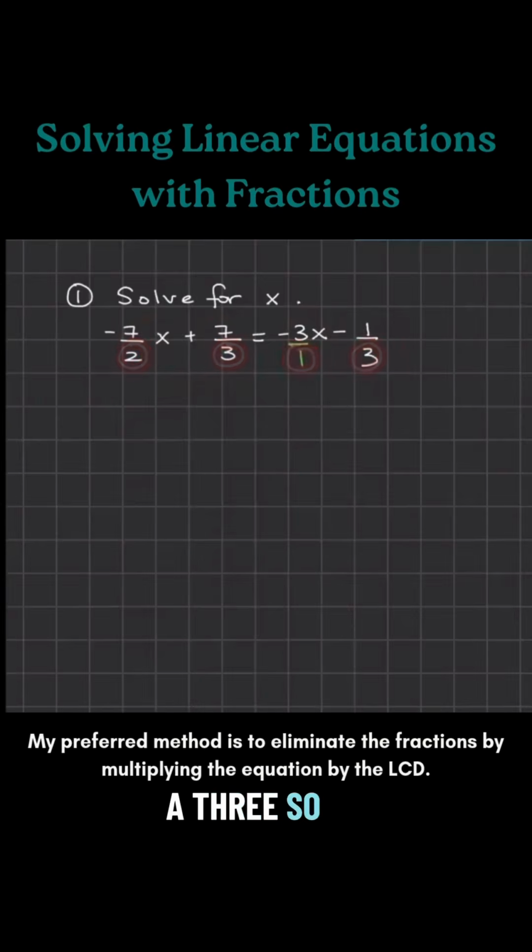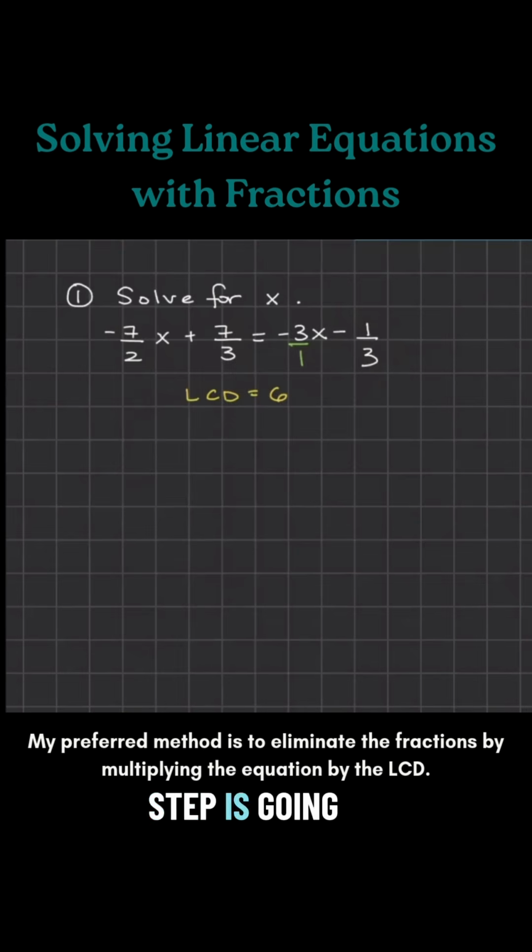Then you have a 3. So you're looking for the smallest number that all of those numbers will divide into. So basically 2 and 3. So the smallest number that those will divide into would be 6. So we need to identify that first as our least common denominator. So the least common denominator is going to be 6.